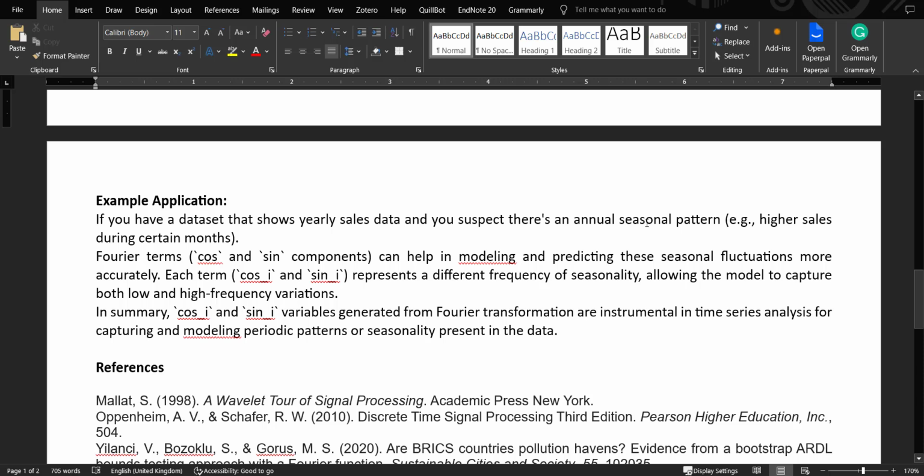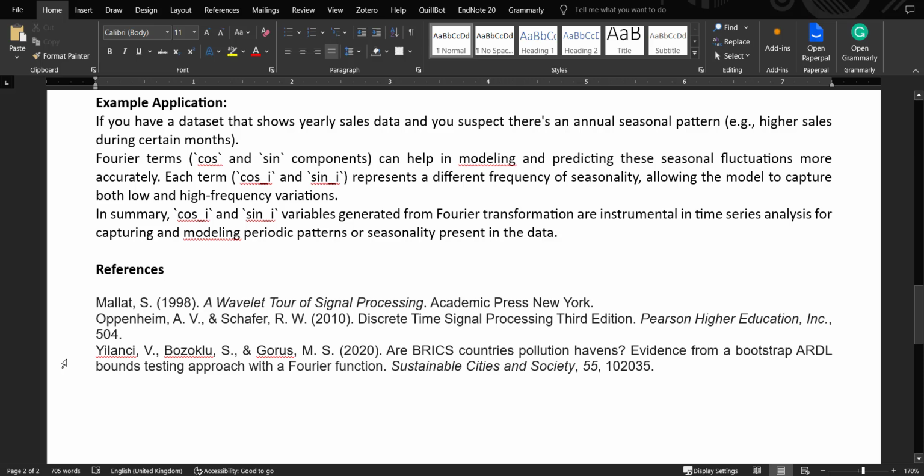And one example that I've written here: if your data set shows yearly sales, and you suspect that there is a seasonal pattern, higher sales during certain months, Fourier transformation, sine or cosine components can help model and predict these seasonal fluctuations more accurately. Each cosine and sine term represents different frequencies of seasonality to capture both low and high frequency variations. So if you use all of them, a few of them will be insignificant because that seasonality is not there, and then you can drop it if you want. So this is the article that I will show you later on. They have used the Bootstrap ARDL model, but added the Fourier function in it, which other people call FARDL.